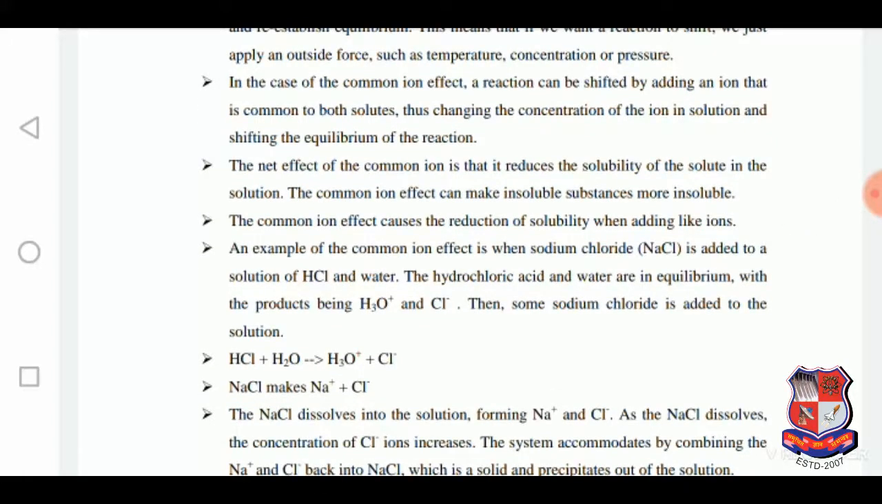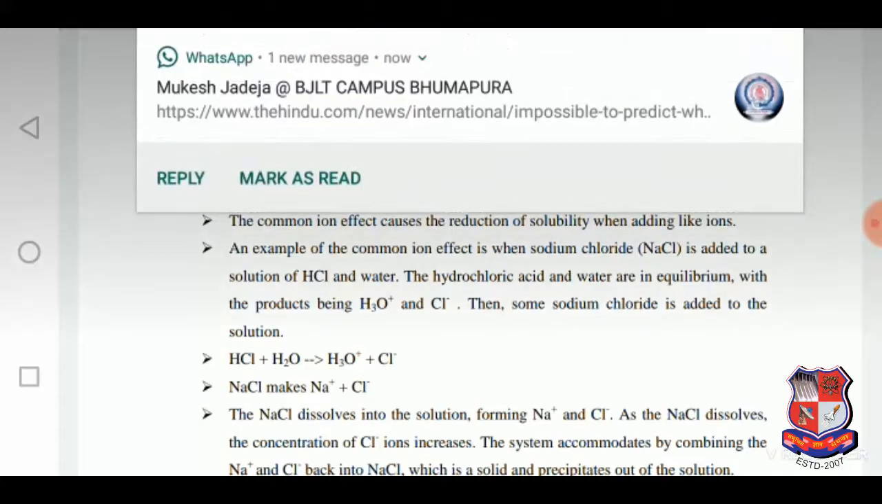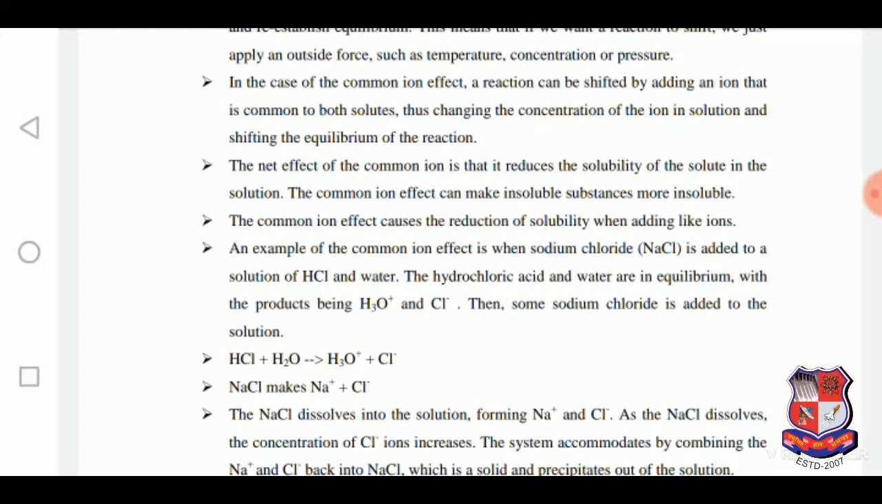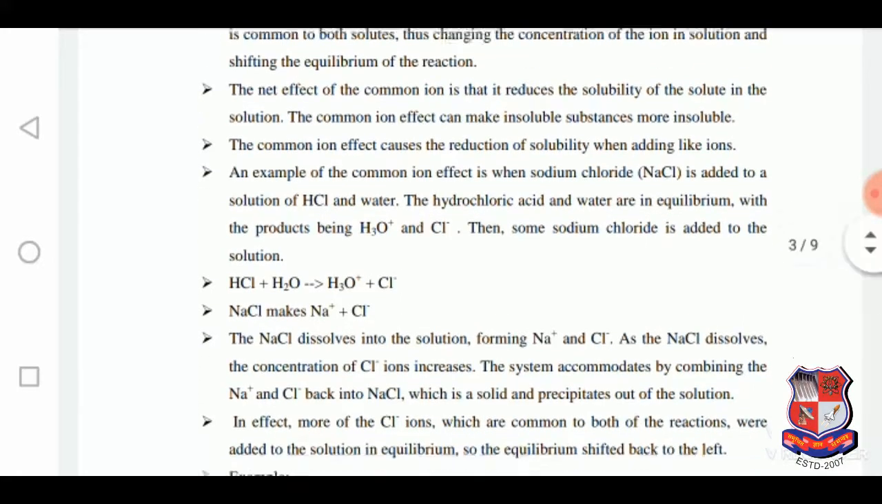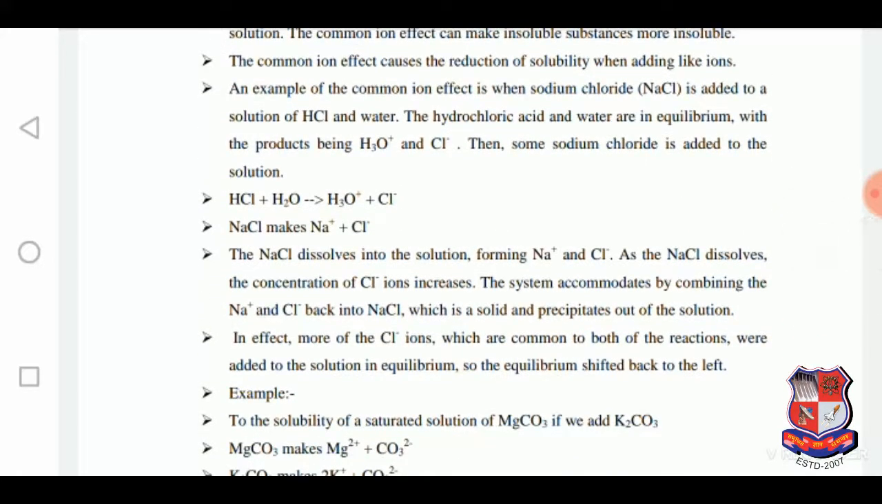The net effect of the common ion is that it reduces the solubility of the solute in the solution. The common ion effect can make insoluble substances less soluble. So the common ion effect causes a reduction of solubility when adding like ions. Here some illustrative examples are involved, like when sodium chloride is added to a solution of HCl and water.